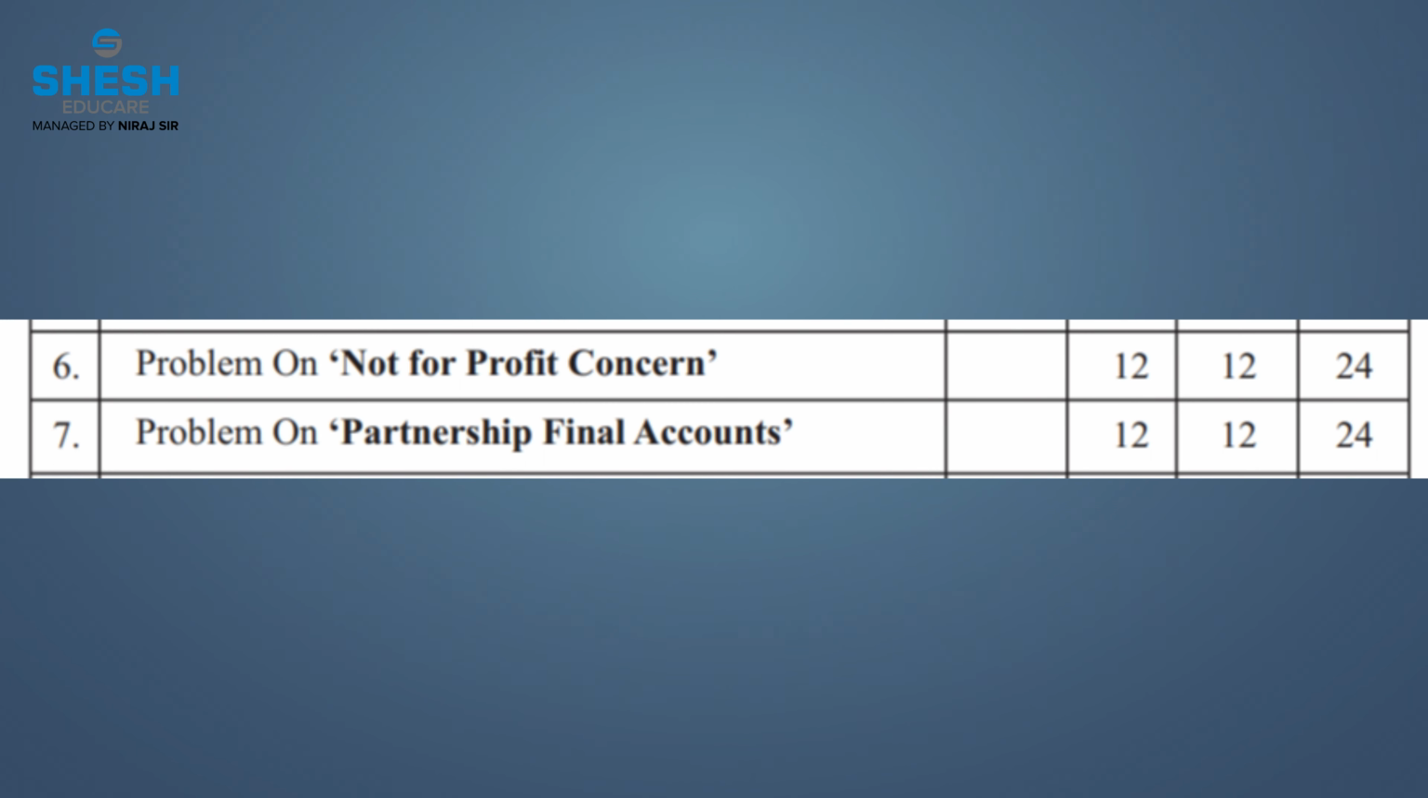Yes, question number 4 carries 8 marks. Question number 5 carries 8 marks. The time that you will take to complete each is around 15 minutes. Question number 6 and question number 7, there is no option. It is absolutely compulsory. Question number 6 is your final accounts of NPO and question number 7 is partnership final accounts. Each carrying 12 marks. The time that I am giving for these two questions is 25 minutes each.